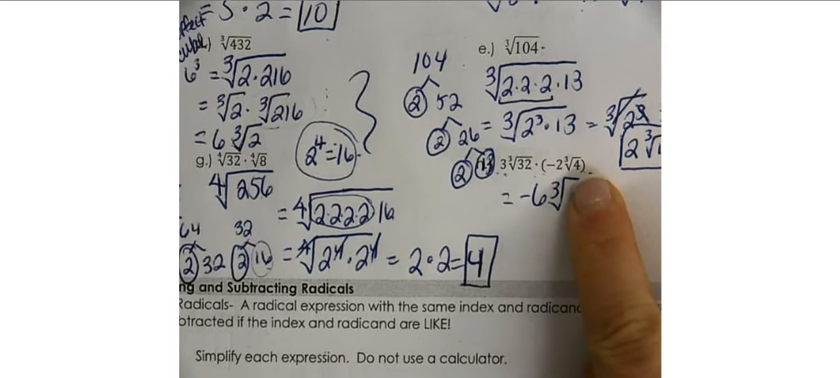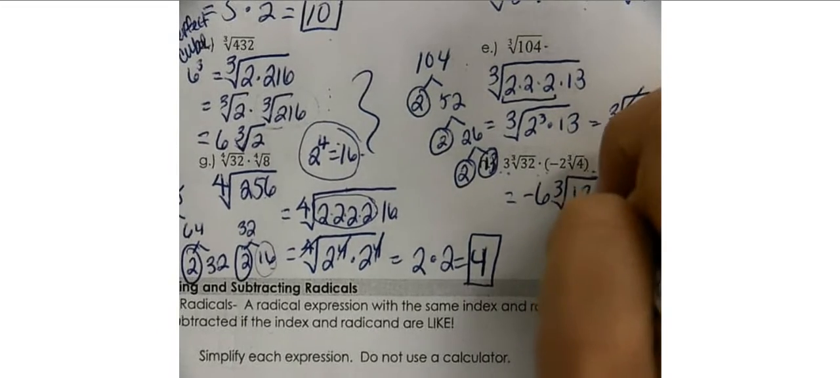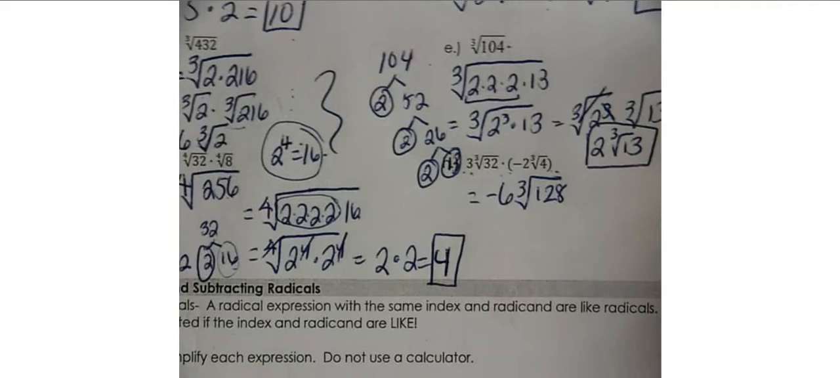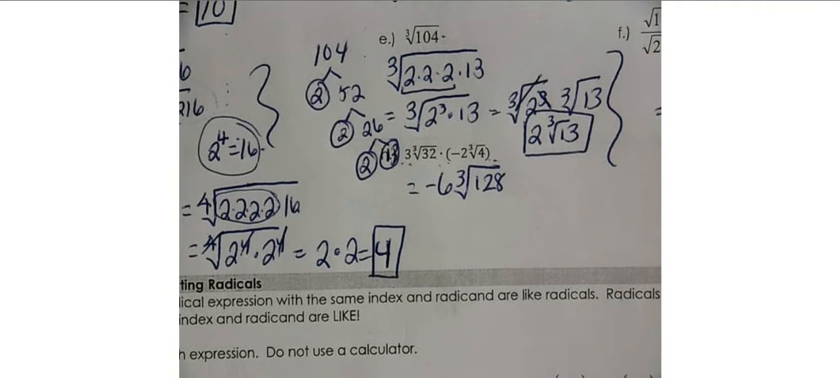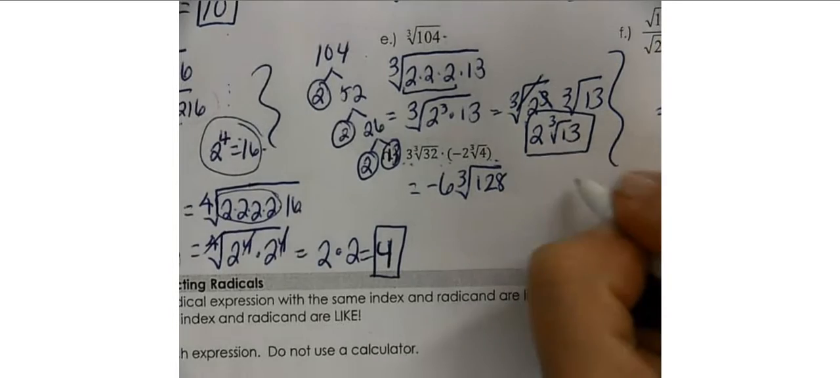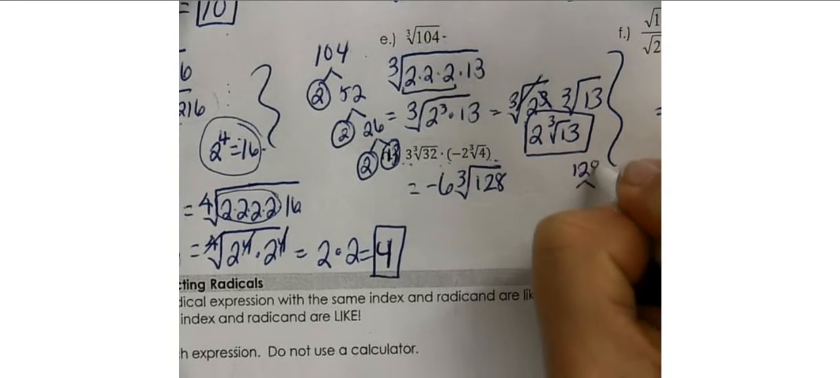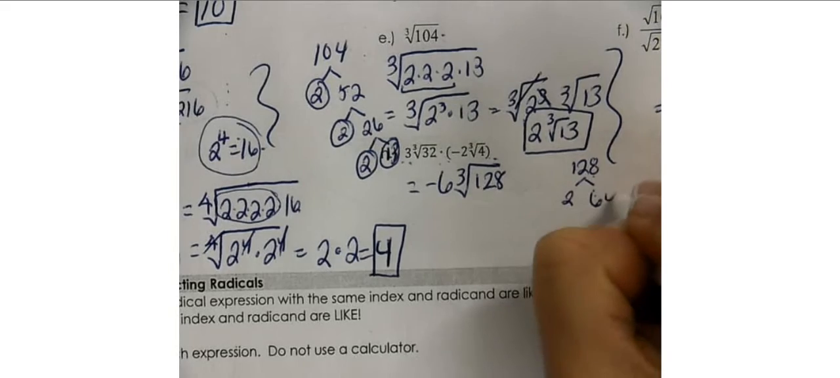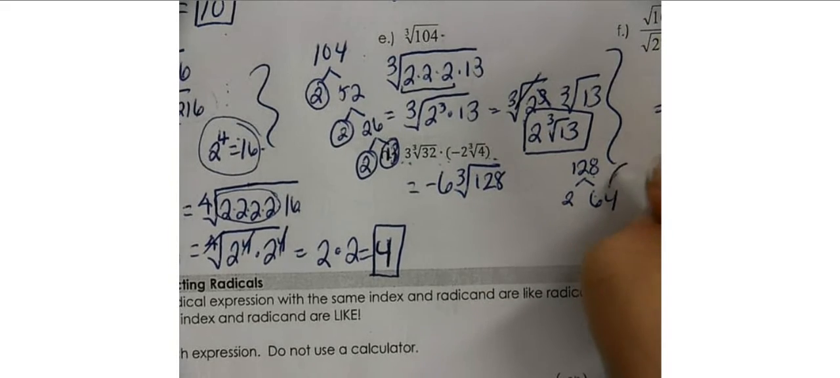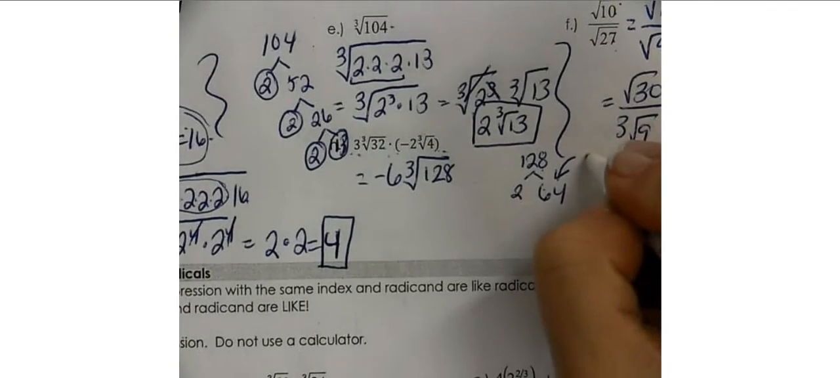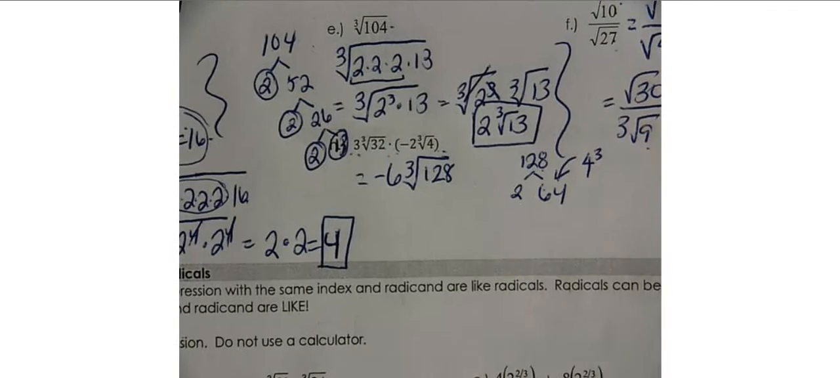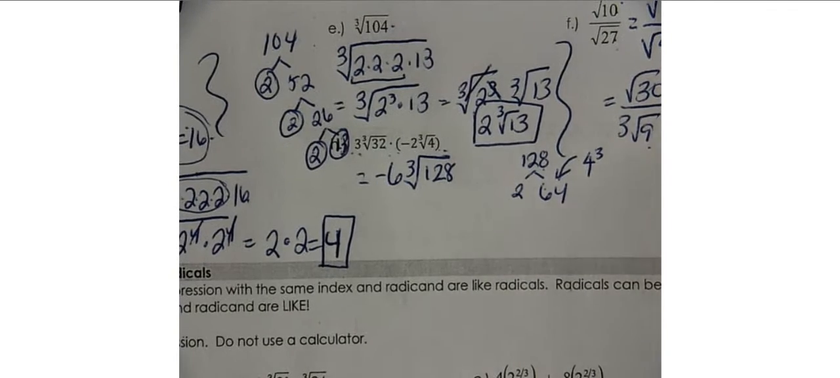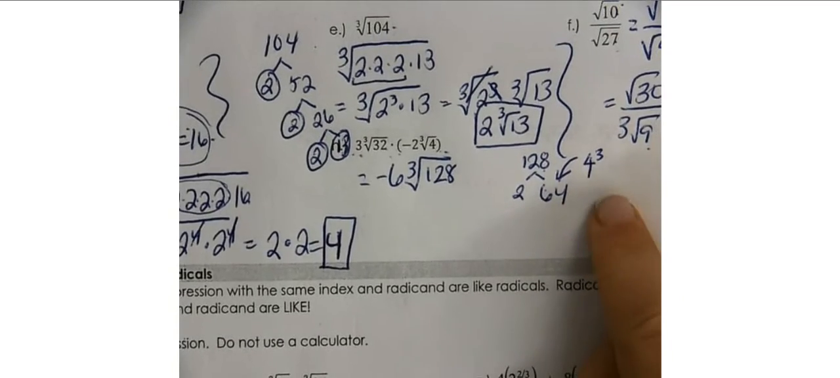32 times 4 is 128. Well, 128 is not a perfect cube number. 125 is, but 128 is not. So I'm going to take 128 and try to break it down. 128 divided by 2 is 64. Well, 64 is a perfect cube number. We know that 64 is 4 cubed. So I can stop breaking it down right now because I just found myself a perfect cube factor.